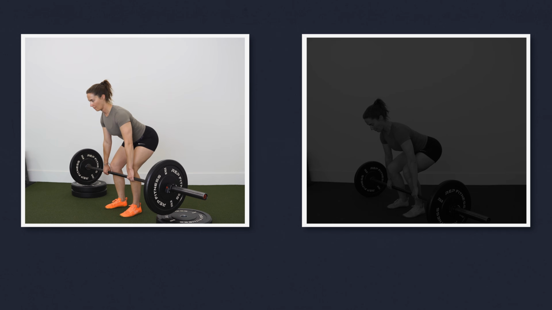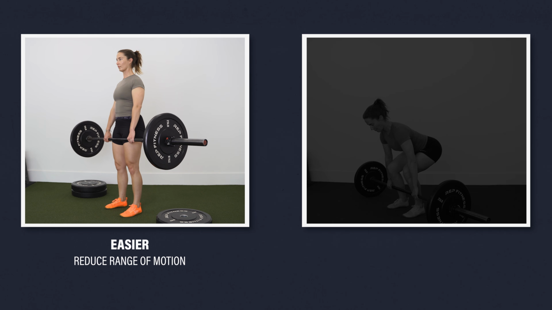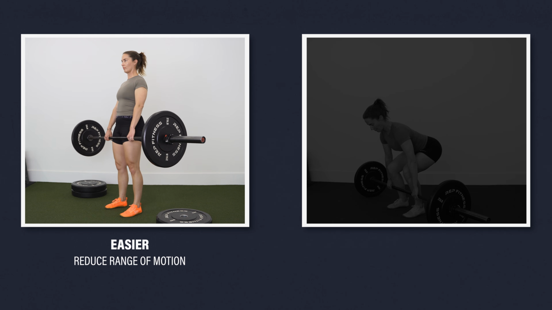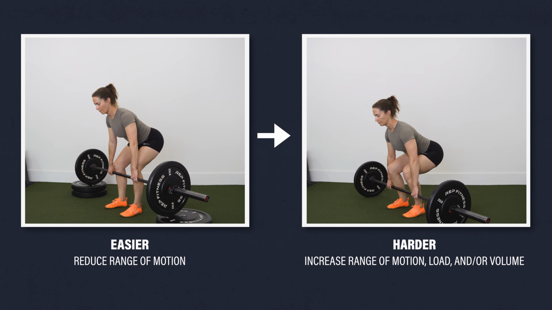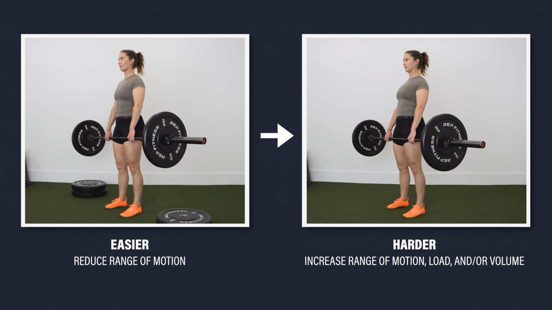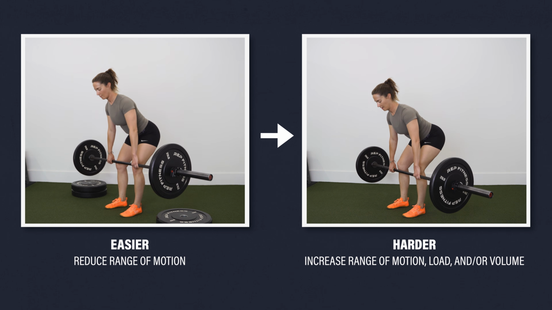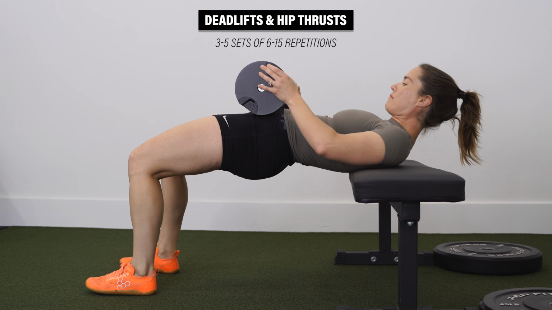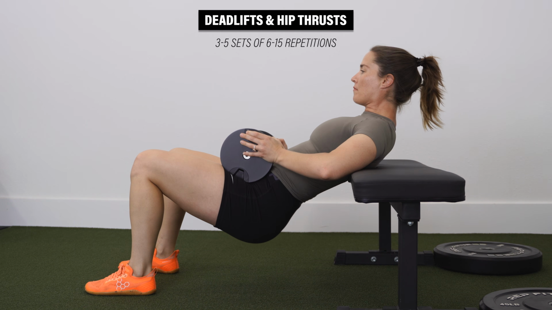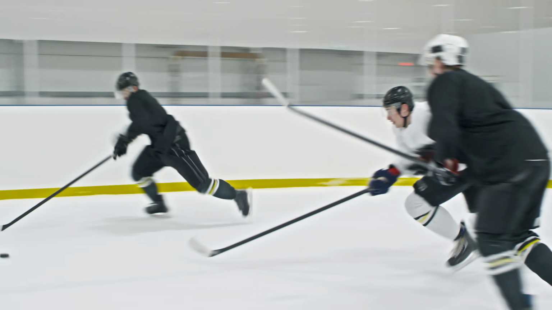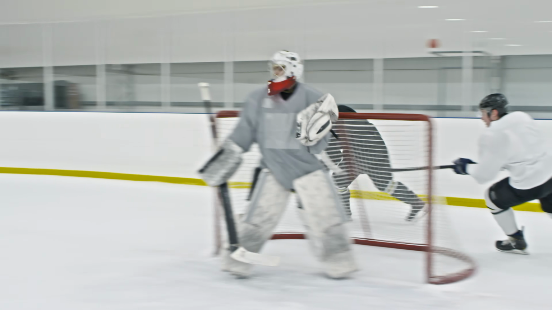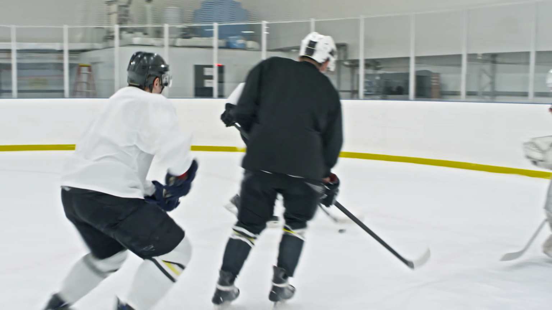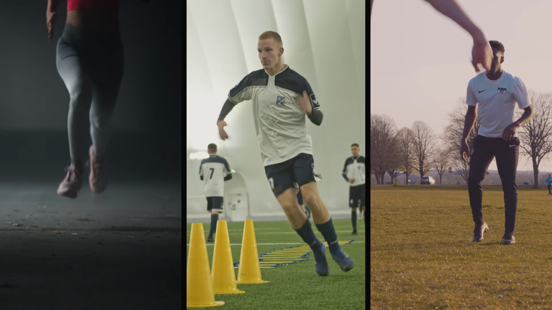In general, all of these variations can be made easier by limiting the amount of hip flexion you move into. They can be made more challenging by increasing the range of motion, the load, and/or the volume. Gradually work up to 3 to 5 sets of 6 to 15 reps. If you're trying to get back to sport activities, you should also incorporate more sport-specific loading to best prepare your body for those demands.